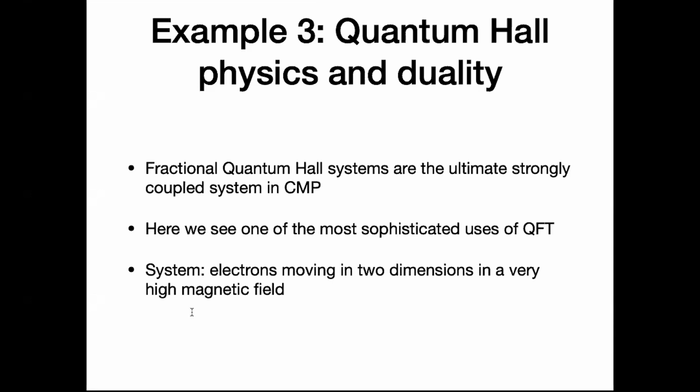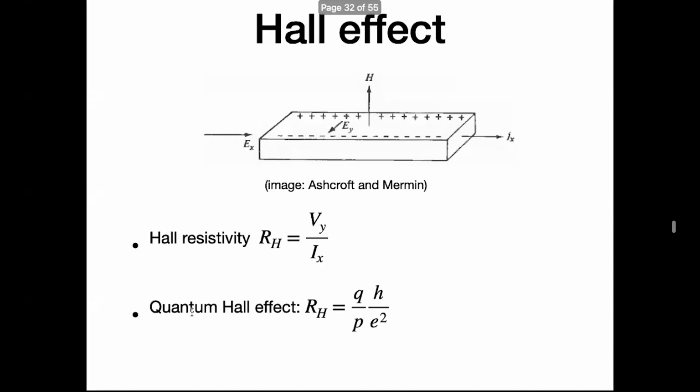Here we see one of the most sophisticated uses of quantum field theory. The system is very simple to start with. It's basically charged particles, electrons, moving in 2 dimensions in a very high magnetic field. So here is a picture from a textbook. We think about a 2-dimensional system of electrons in a magnetic field H here, and we push the current J in one direction and measure the voltage drop in a direction perpendicular to the current.